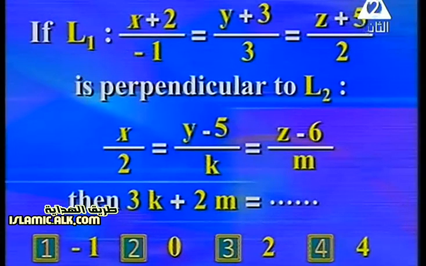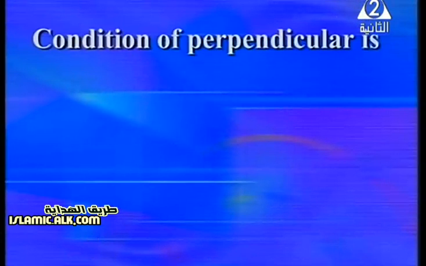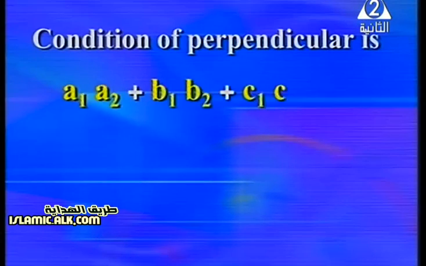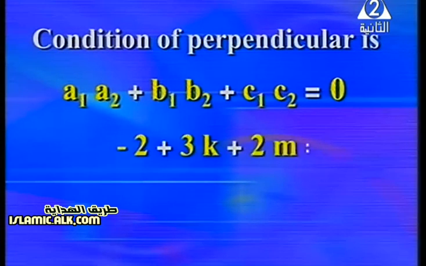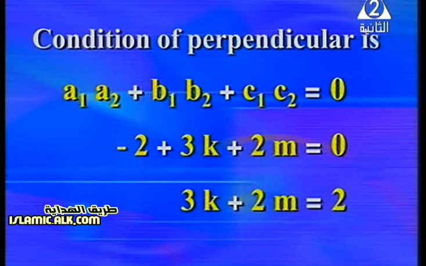Dear student, we have two straight lines that are perpendicular. What do we mean? The condition of perpendicular: A1 A2 plus B1 B2 plus C1 C2 equals 0. By substitution, negative 2 plus 3k plus 2m equals 0. Then 3k plus 2m equals 2.